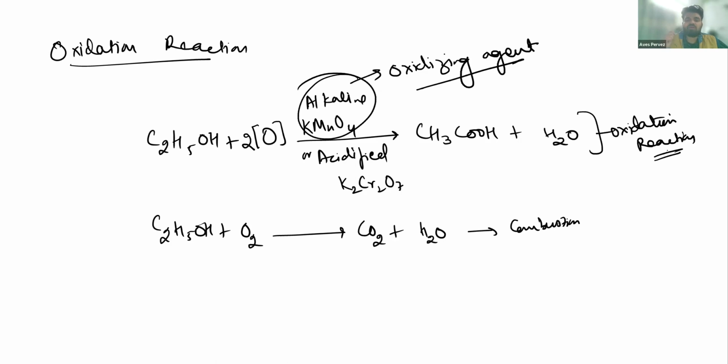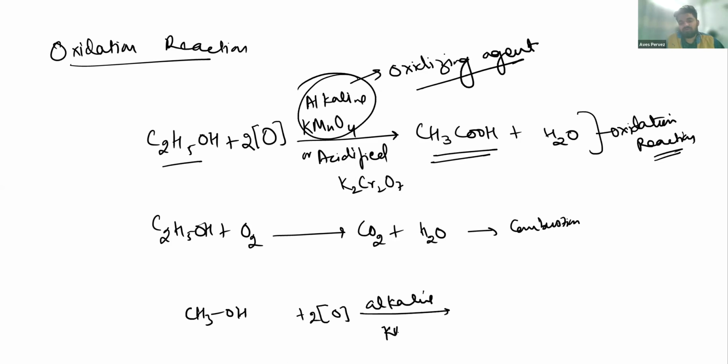When a two carbon alcohol, ethanol, is oxidized, it gives you a two carbon carboxylic acid. If a one carbon alcohol like CH3OH is oxidized in the presence of alkaline KMnO4, it gives you a one carbon carboxylic acid, that is HCOOH, plus water. So keep in mind, as many carbons as the alcohol has, the carboxylic acid will have the same number.